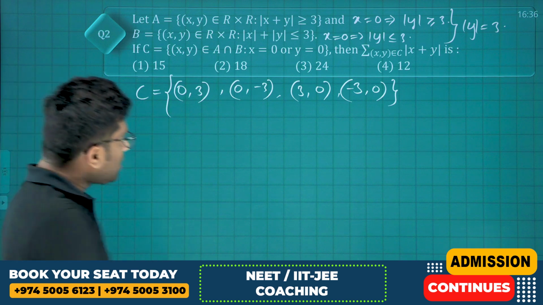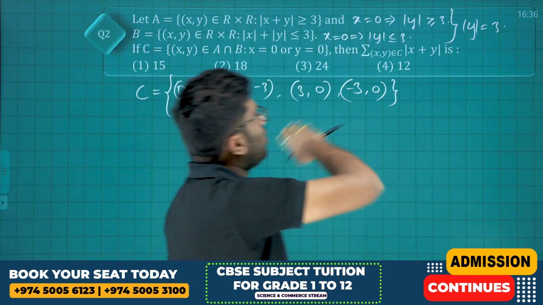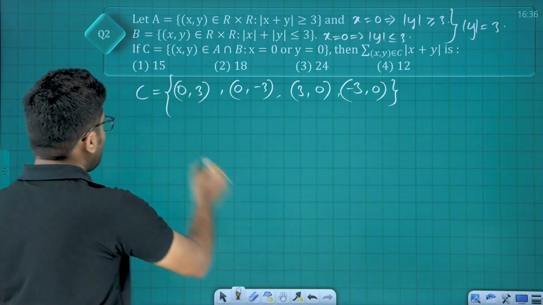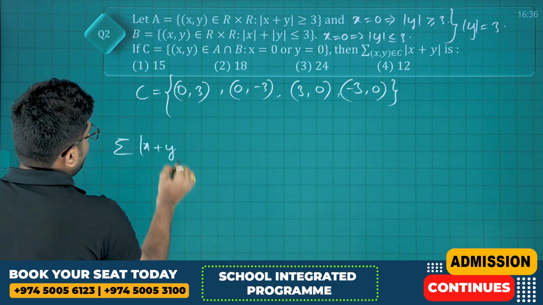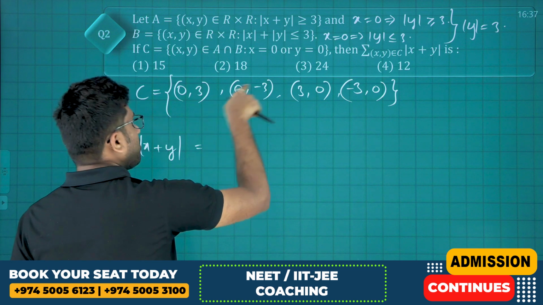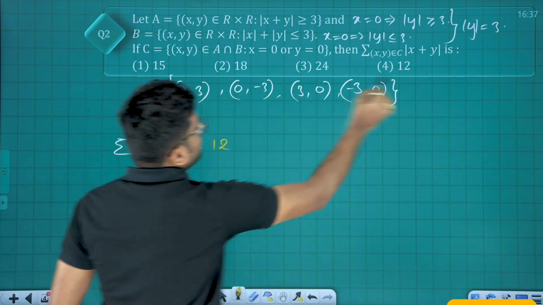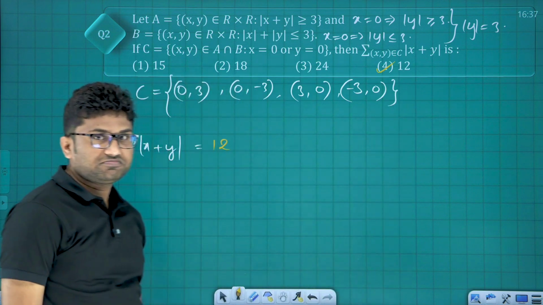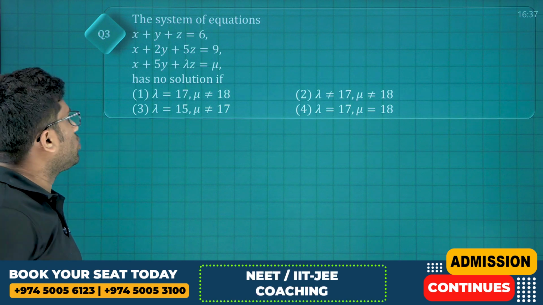That's it. Now what they are asking: sigma over (x, y) belonging to the set of all these ordered pairs of mod x plus mod y. That is 3 plus 3 plus 3 plus 3; 3 fours are 12, that is the answer. Direct question. Next one.